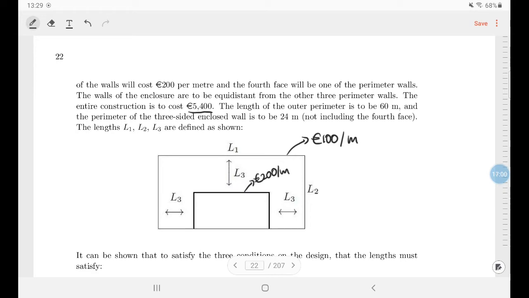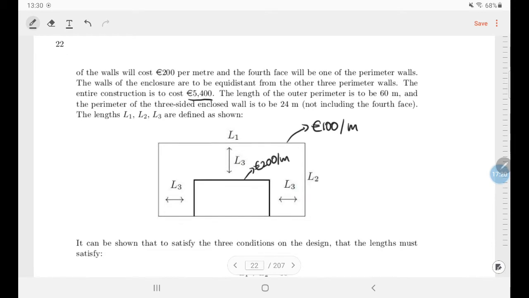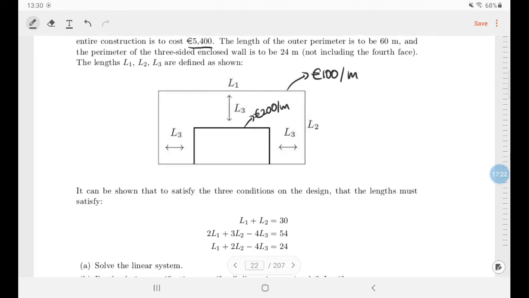Anyway, we're going to do it so that the job costs exactly €5,400. The perimeter is to be 60 meters, so the whole way around is 60 meters, and the three sides of the enclosed wall is to be 24 meters. And so we've defined these lengths. Length 1 is the long length, according to the picture. Length 2 is the short length, and length 3 is kind of the width of that region. It can be shown now.